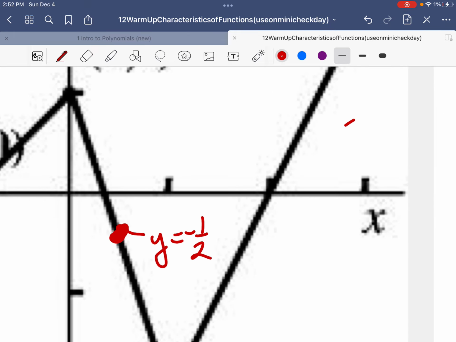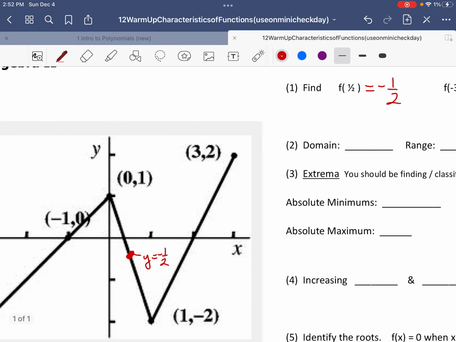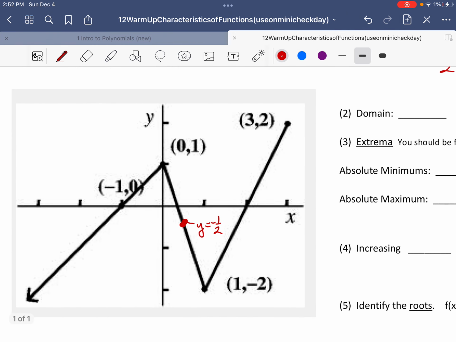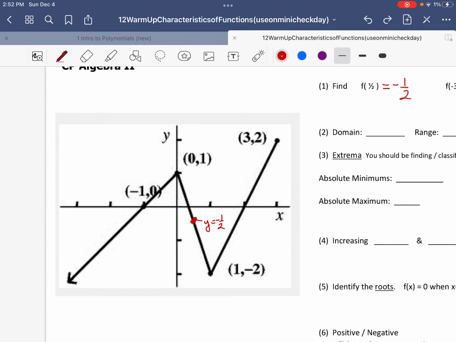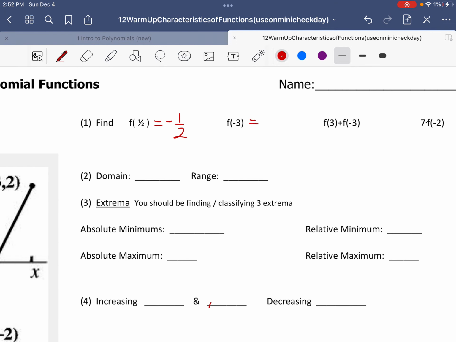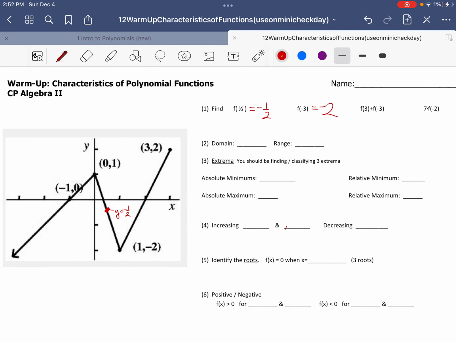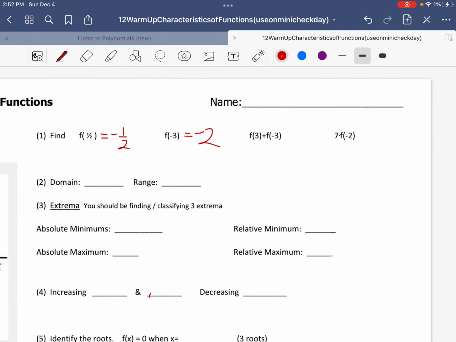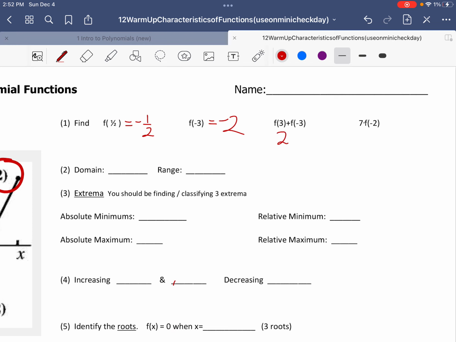Again, negative 1/2. How about f of negative 3? We're just looking for the y value at negative 3. So this is when x equals negative 3, and it looks like the y value is negative 2. So f of negative 3 equals negative 2. F of 3 plus f of negative 3, that's just going to be two y values added together. F of 3, we can actually see, is 2. F of negative 3, remember, we already decided, is negative 2. So we got two y values. We're going to add them together. 2 plus negative 2. Your final answer being 0.